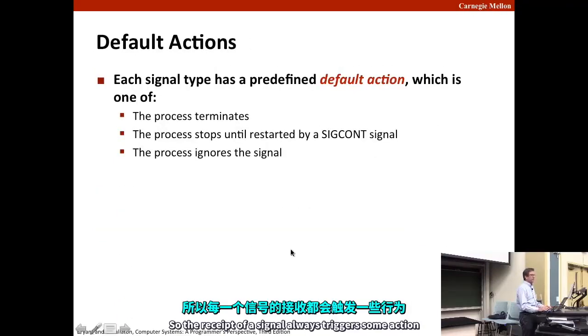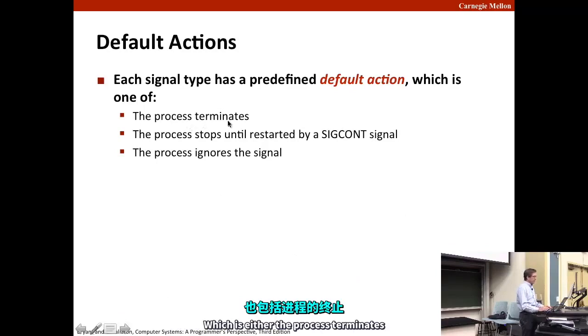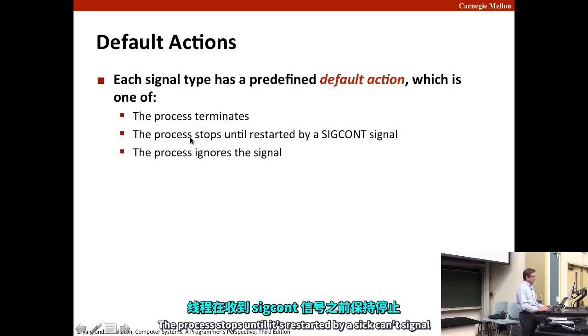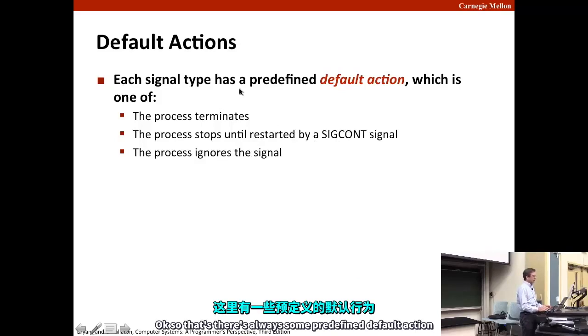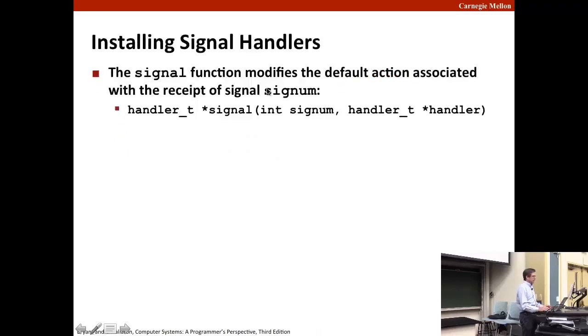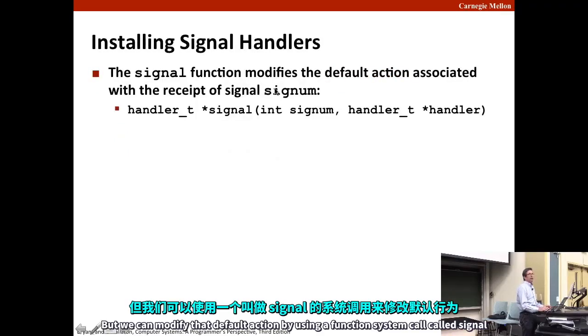So the receipt of a signal always triggers some action, which is either the process terminates, the process stops until it's restarted by a SIGCONT signal, or the process ignores the signal. Okay, so there's always some predefined default action. But we can modify that default action by using a system call called signal.